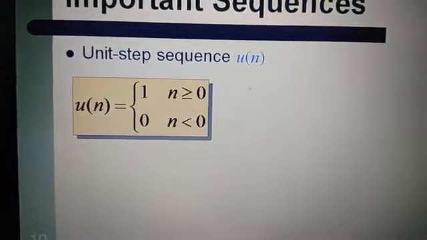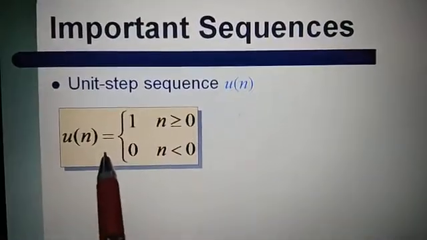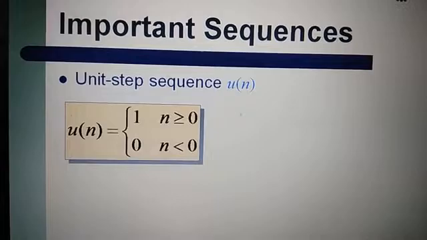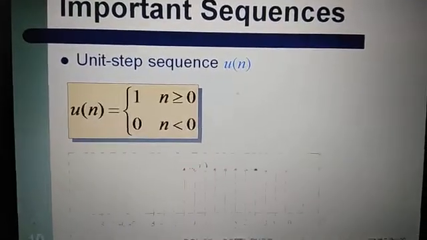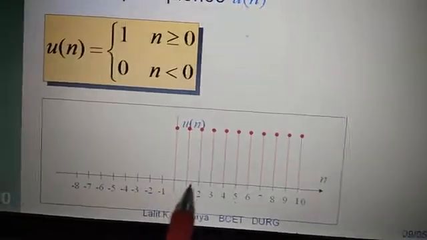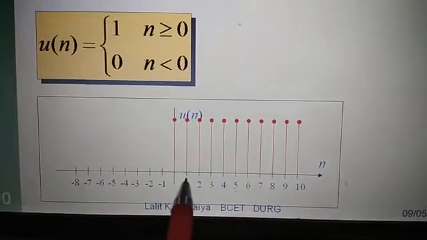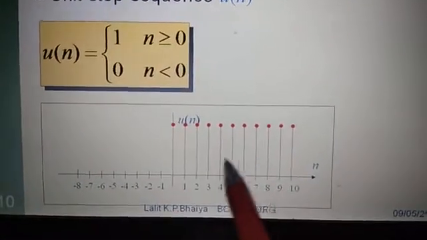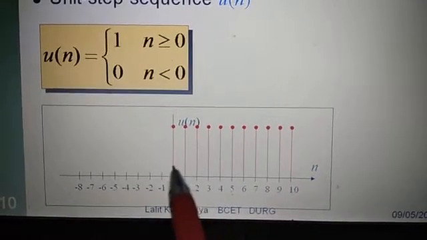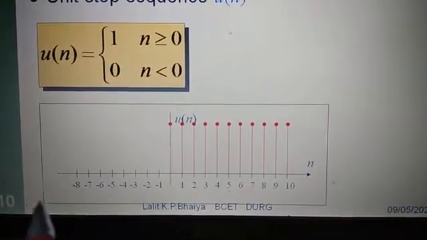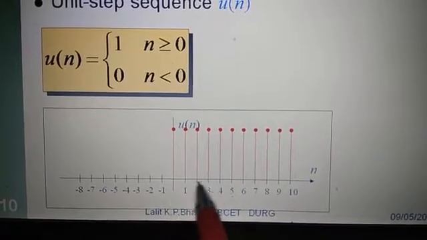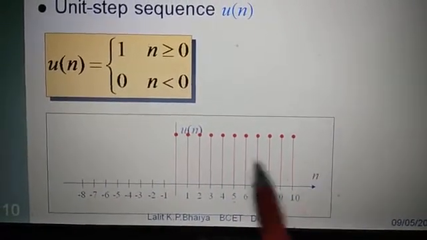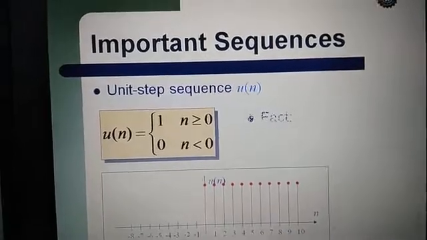Then the unit step sequence, represented by u of n. So u of n is equal to 1 when n is greater than or equal to 0, and it is 0 when n is less than 0. This is the sequence shown here as u of n, the unit step sequence. It looks like a step, therefore it is called a unit step signal. Here all the values are 1, and here all the values are 0. For n equal to 0 and greater than 0, the function has amplitude 1. So this is the unit step sequence.